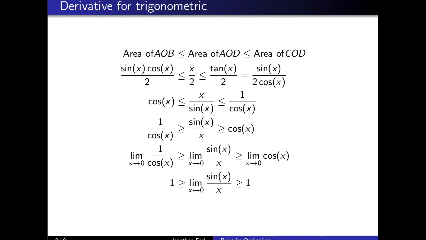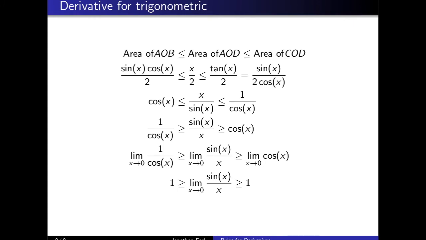So another way to see this is 3 is greater than 2, but 1/2 is greater than 1/3. So that's kind of the idea. When you have an inequality and you flip it, you have to reverse the arrows, or you have to reverse the less than and greater than signs. Okay, so that tells us 1 over cosine of x is bigger than or equal to sine of x over x, which is bigger than or equal to cosine of x.